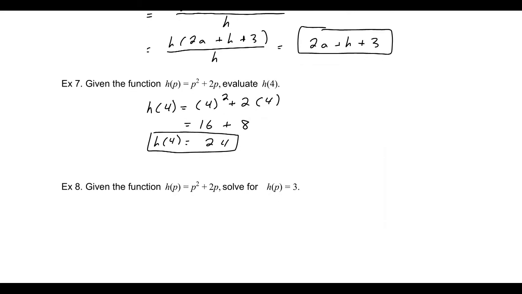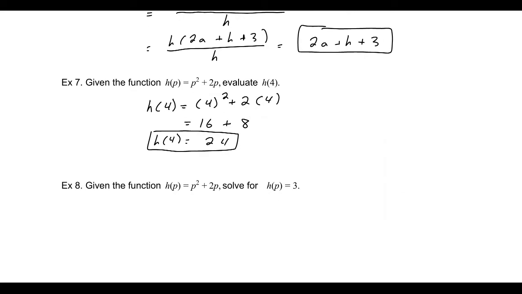Next, we're going the opposite direction. Given the function h of p equals p squared plus 2p, solve for h of p equals 3. So we want to know when the output is going to be 3. So our output, 3, equals p squared plus 2p. We'll solve this as a quadratic. Subtracting 3 from both sides gives us p squared plus 2p minus 3 equals 0.